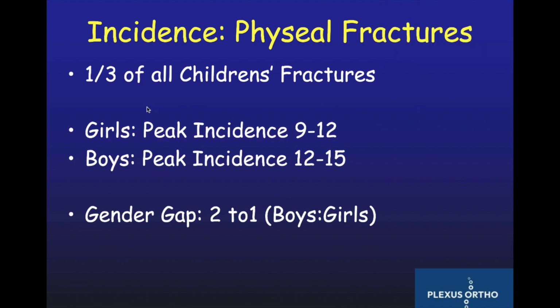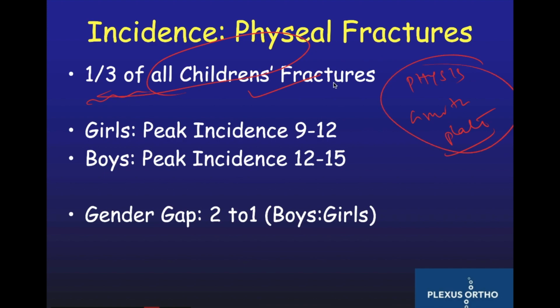So the incidence of physeal fractures: one third of all children's fractures, or pediatric fractures, are physeal fractures. Children have this unique part of their bone called the physis or growth plate. This is very different from adults, and they are able to grow the bone because of this physis. There is both longitudinal growth as well as appositional or girth-wise growth. Appositional growth is also present, right?